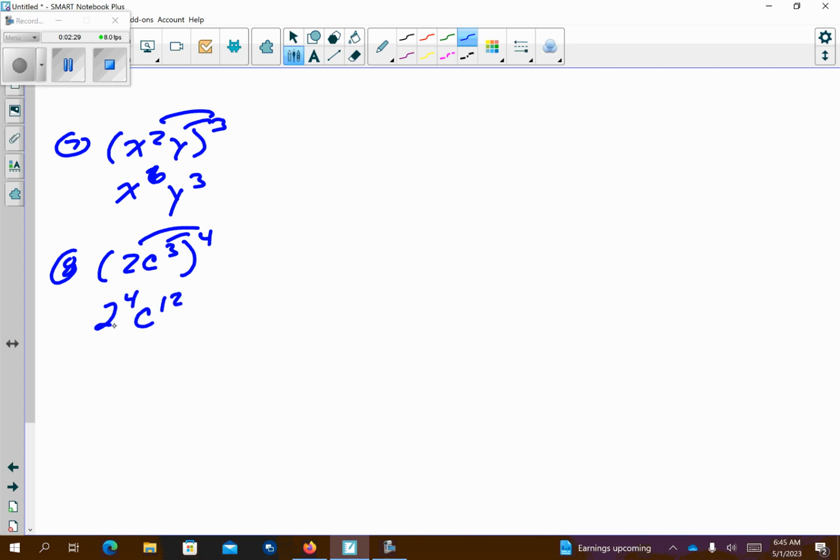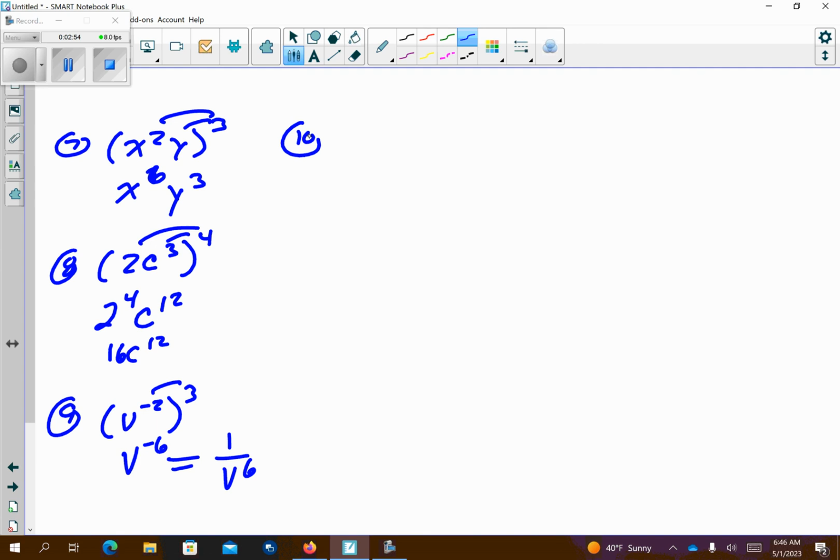You could leave it as 2 to the 4th, but that's 2, 4, 8, 16. So 2 times 2 is 4, times 2 is 8, times 2 is 16. So 16c to the 12th. But if you left it as 2 to the 4th, you'd be okay. Number 9, we have v to the -2 to the third. Well, if I multiply these, I'm going to get v to the -6, and then I don't want a negative exponent, so that's going to become a denominator.